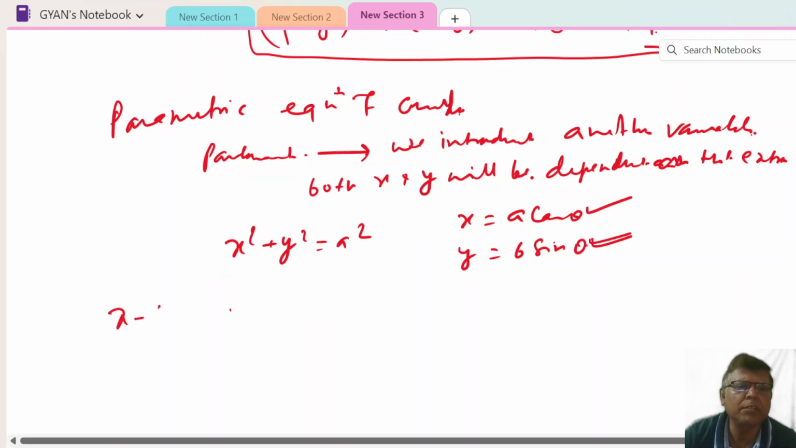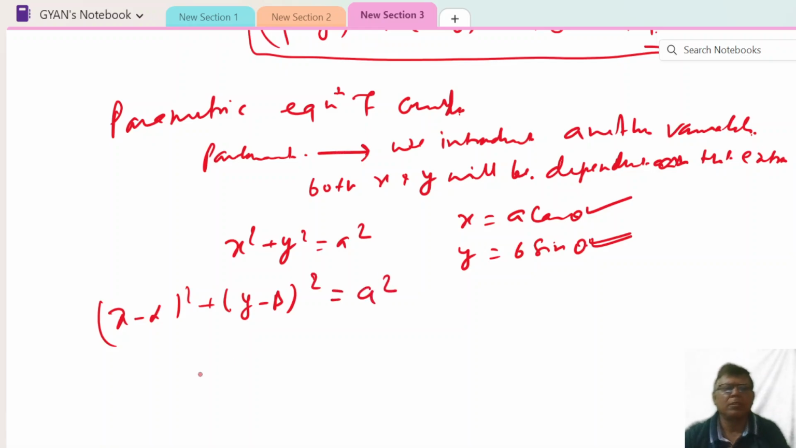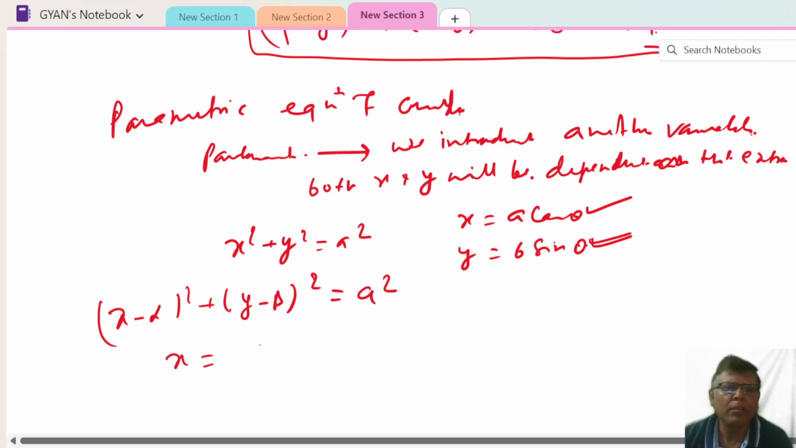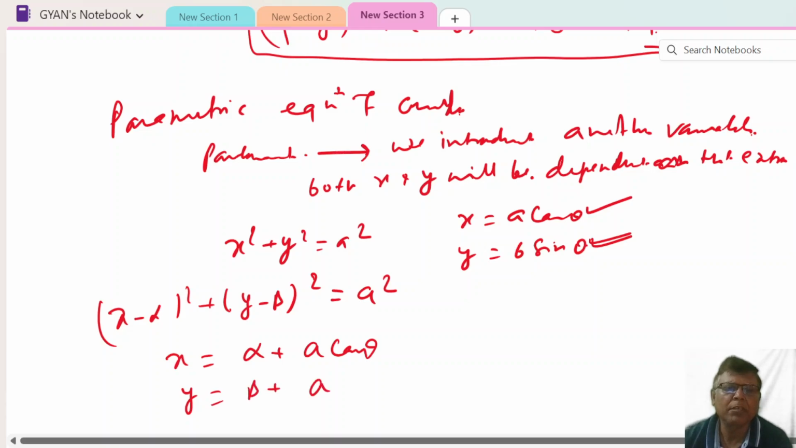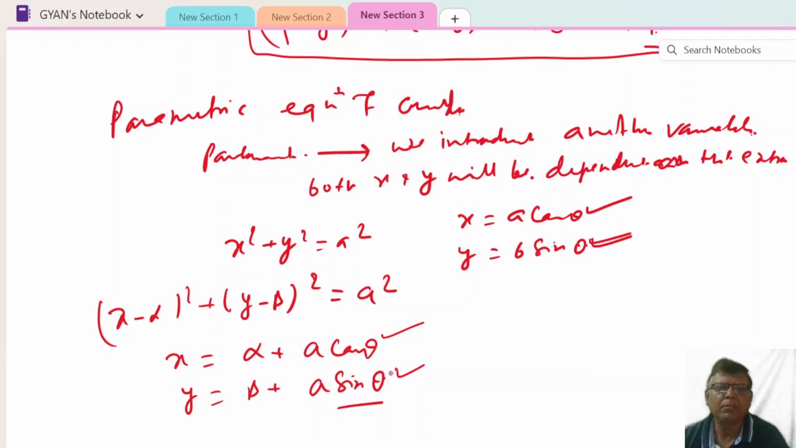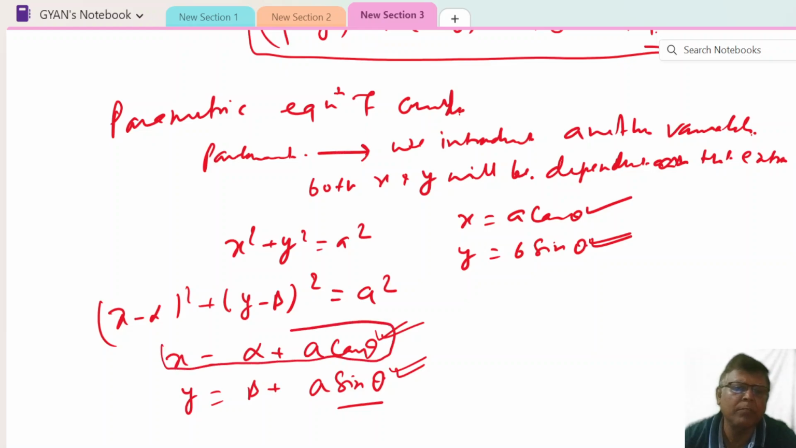Suppose x minus alpha the whole square plus y minus beta the whole square is equal to a square. Then x will be alpha plus a cos theta and y is equal to beta plus a sin theta. So again, theta is the parameter. This is the parametric equation. So here x and y are not independent. Here x and y are both connected with a third variable, that is theta.